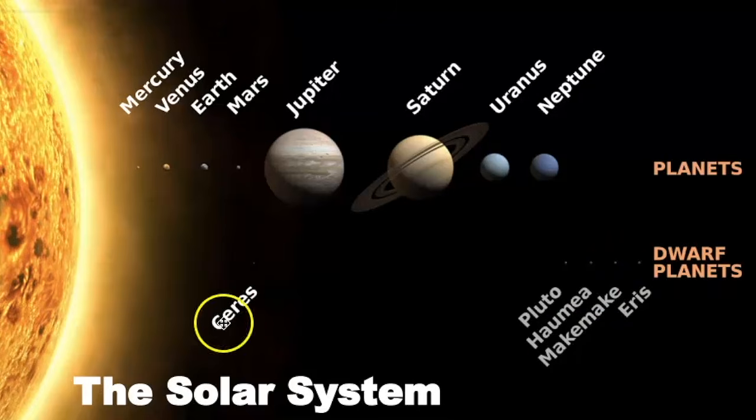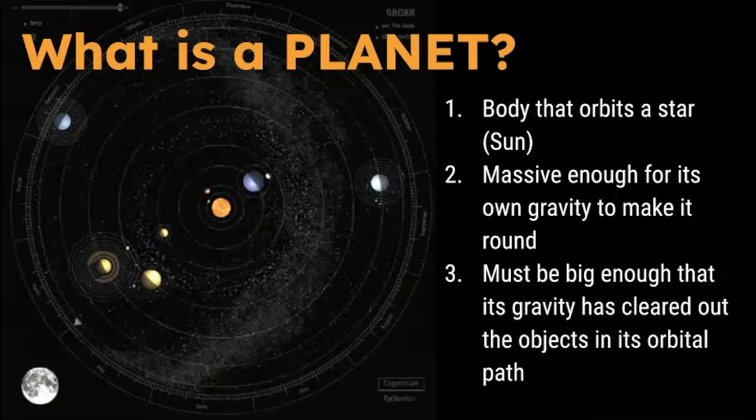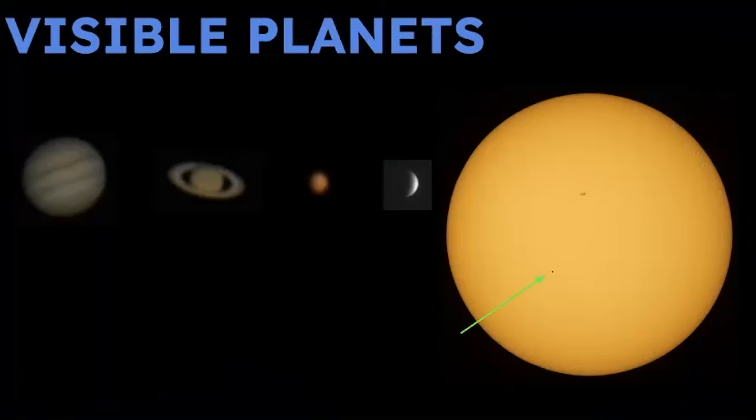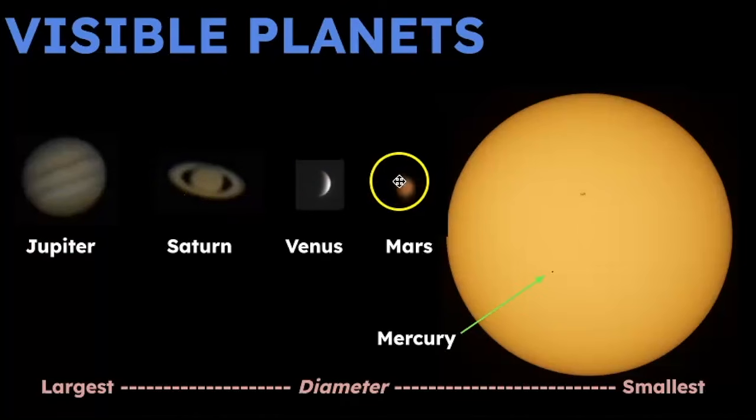And then, of course, we have dwarf planets. So these are larger bodies in the solar system, but don't quite meet these 3 criteria. And then here is just another picture I found that has more of the dwarf planets that we have discovered as of late. But when we're talking about the visible planets that we can see, there are 5 main ones. And I have them here in order of size, which would be Jupiter, Saturn, Venus, Mars, and Mercury. So this is size and diameter of the actual planet.